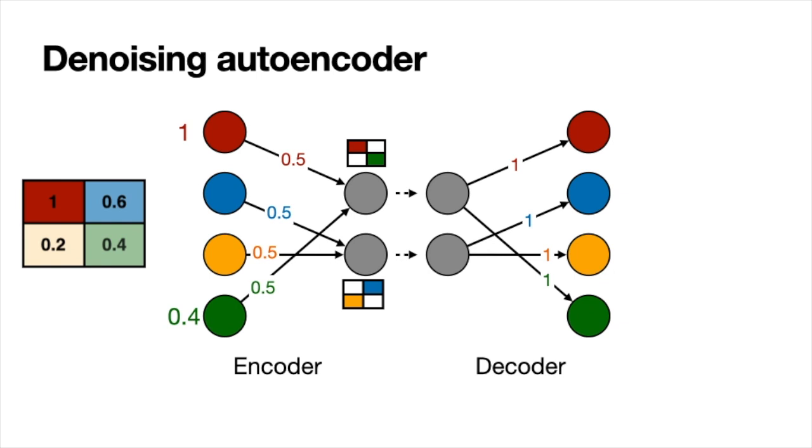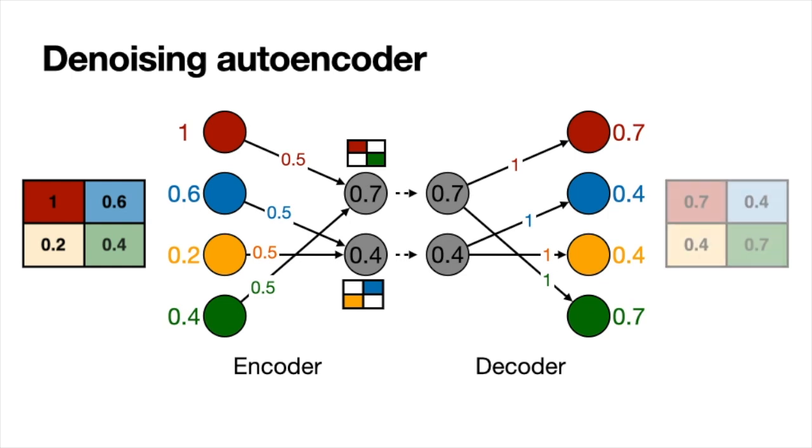When we pass the image through the encoder, the latent representation, or the summary, is the two numbers 0.7 and 0.4, because for the number on top we get 1 times 0.5 plus 0.4 times 0.5, which is 0.7, and for the second number we get 0.6 times 0.5 plus 0.2 times 0.5, which is 0.4. We then pass this information to the decoder, and the decoder decodes it as 0.7 times 1, 0.4 times 1, 0.4 times 1, and 0.7 times 1. So it gets the image with intensities 0.7, 0.4, 0.4, and 0.7.